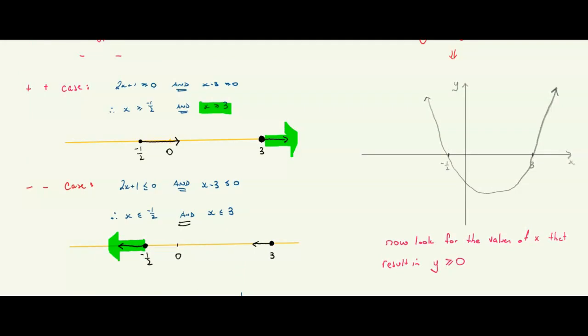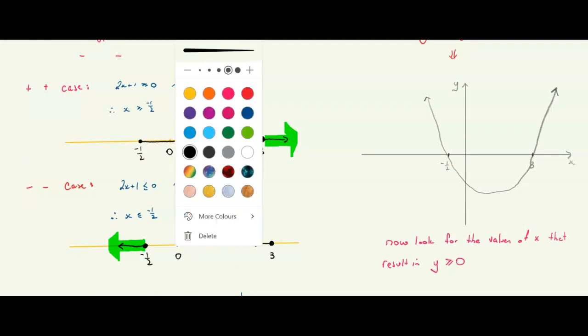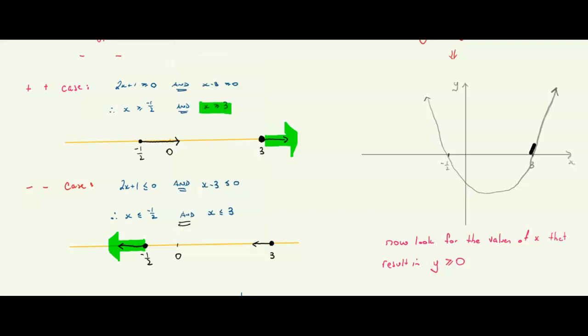Well, I might just get a thicker pen out for this. They're going to be here and here. These are my spots. These are the parts of the graph where y is greater than or equal to 0. They're my greater than or equal to branches. But what I'm actually looking for are the values of x which result in those. So here are my values of x that result in positive values of y.